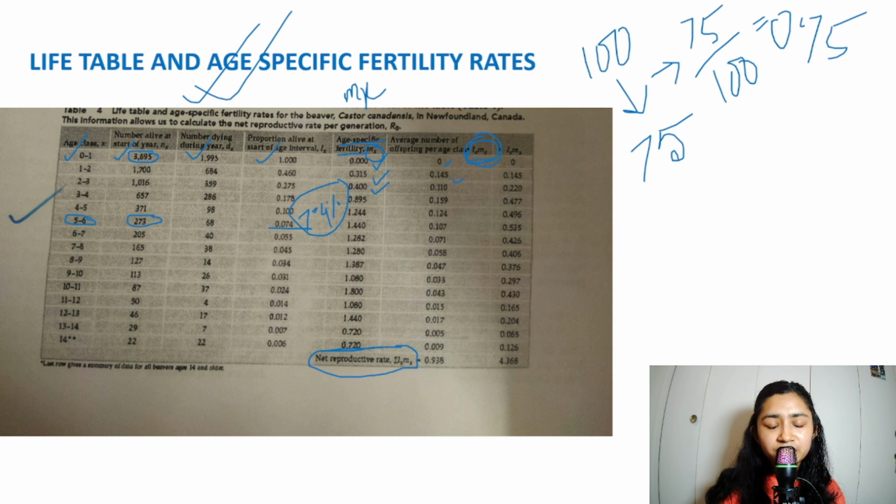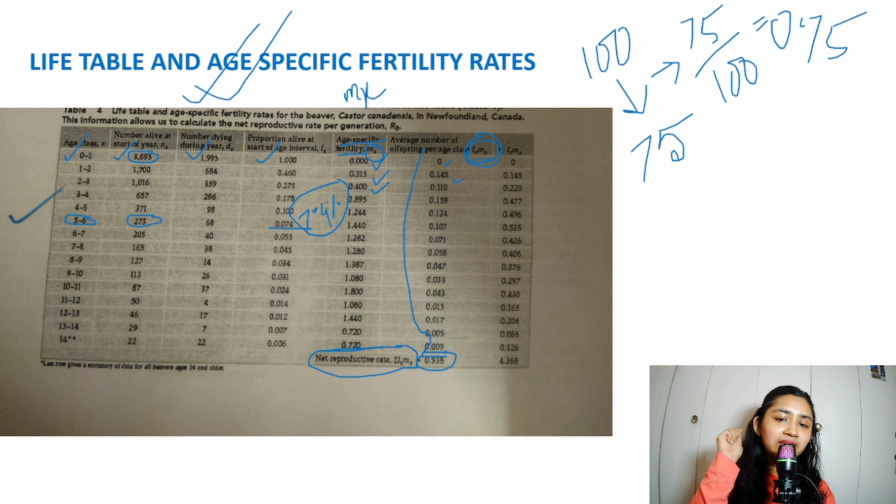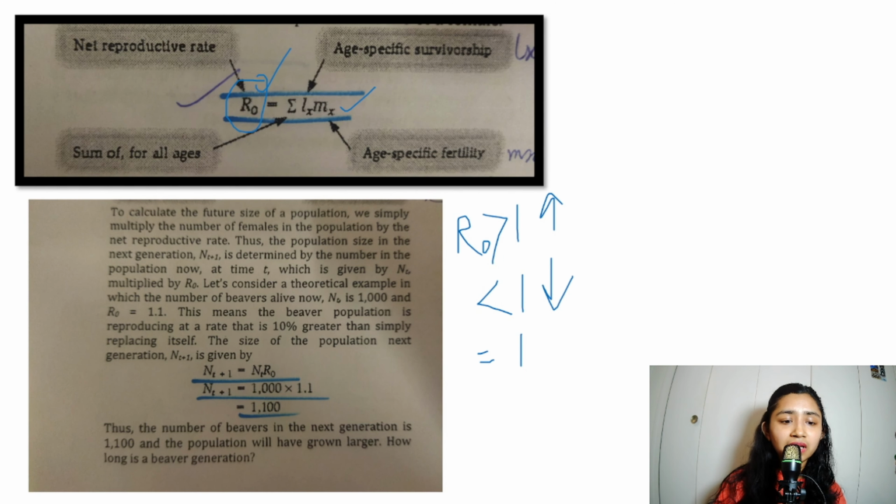So from the fertility table, you can actually take out the net reproductive rate, and by the net reproductive rate, what can you gain? You can tell whether the population is growing, decreasing, or staying in a static mode.